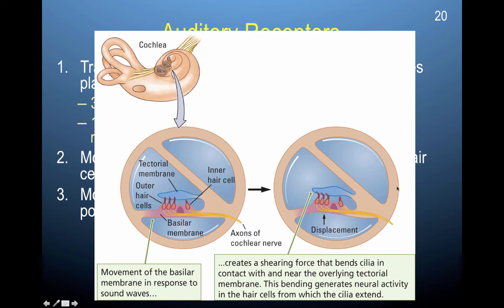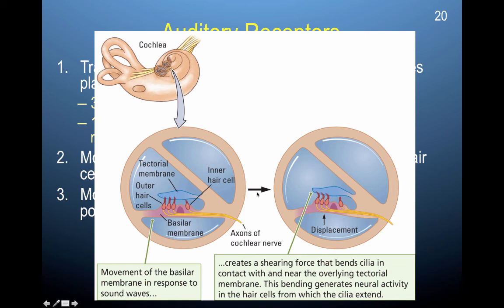So this displacement here in the basilar membrane corresponds with the frequency of the information of the sound wave. It also corresponds with amplitude. So the louder the sound is, the greater displacement you'll have in here. And then this frequency is going to result in displacement, or this sort of waveform, that's going to be of a particular size or shape.